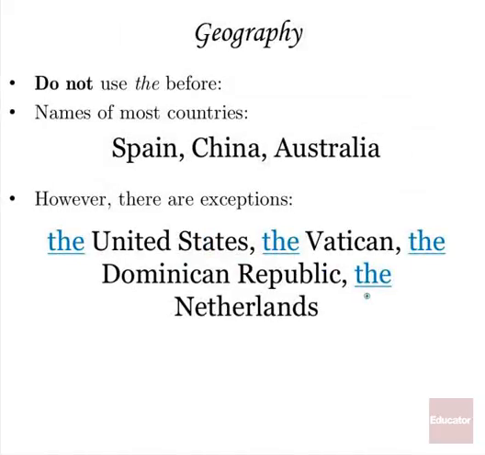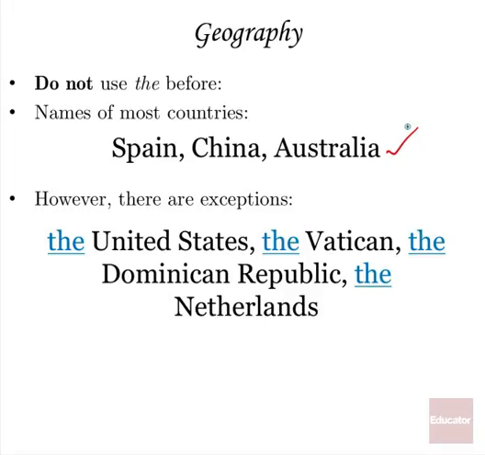Okay, now here comes geography. Big, big question. When in geography do you use the? And there are a million rules that you will just have to memorize, but we're going to give you lots of examples. Do not use the before the names of most countries. Spain, China, Australia. You never say the Spain, the China, the Australia. You just don't do that. It sounds weird. There's only one Spain, there's only one China, there's only one Australia. You can't possibly need to distinguish them.